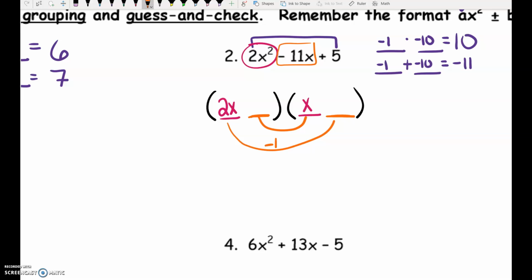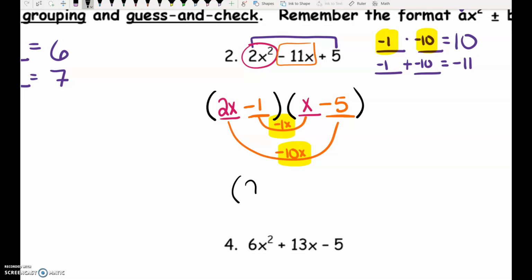Now, would it make sense to put the negative 1x on this little swoop? Because 2x times something is not going to give us negative 1x. That doesn't make any sense. So we would put the negative 1x there and the negative 10x there. So this is using these numbers that we came up with in those little swoops. 2x times what would give us negative 10x? Negative 5. And x, and x times what is negative 1x? Negative 1. So our factored form is 2x minus 1 times x minus 5.